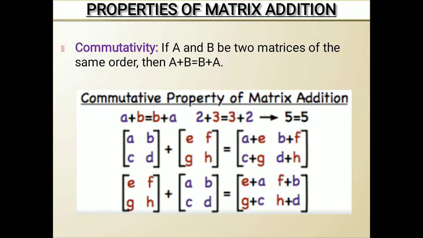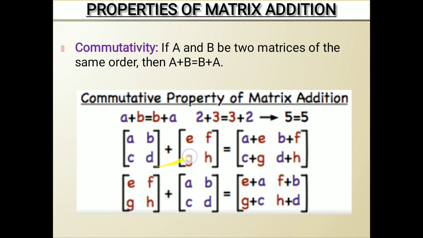Properties of matrix addition. There are some properties which we have been studying continuously from previous classes. These properties need to be followed in matrix addition as well. First one is commutativity. If A and B are two matrices of the same order, then A plus B equals B plus A. You will get the result based on the commutative property.